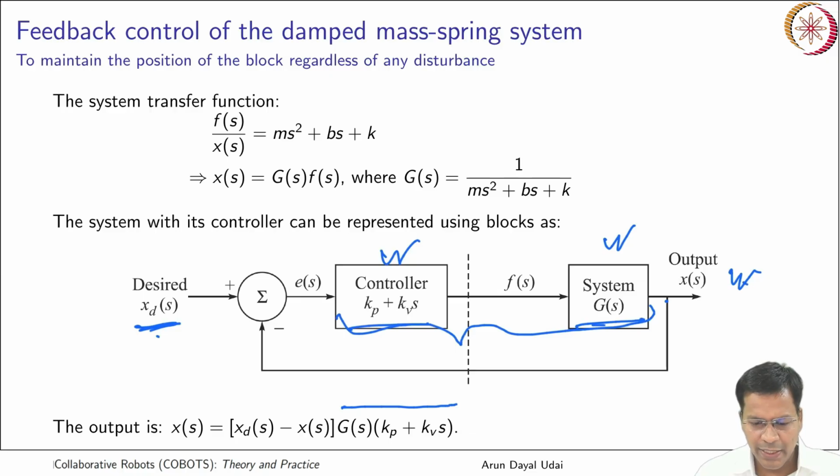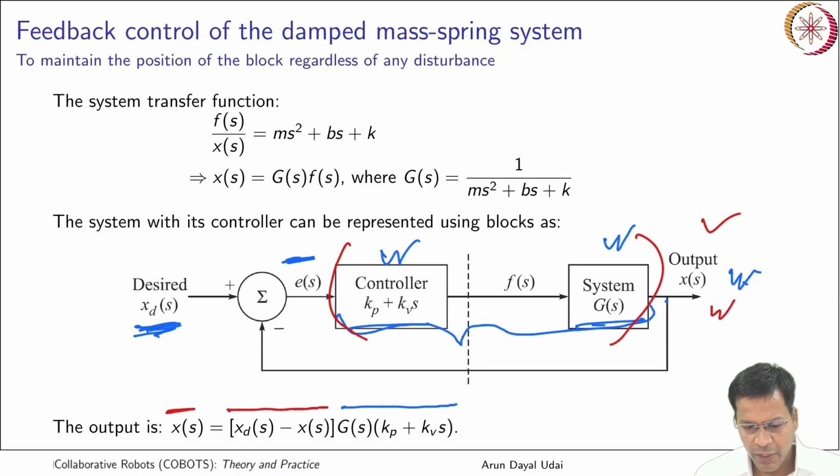So XS minus XD gives you the error. Error multiplied by the product of this, from here to here, should give you XS. So now I can write it in a compact manner like this. Whatever is the output, the output is the error that comes here, that is x desired minus actual, and the equivalent gain, from here to here, goes here. So this equation is fine.